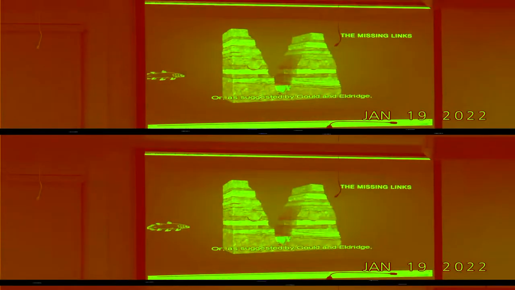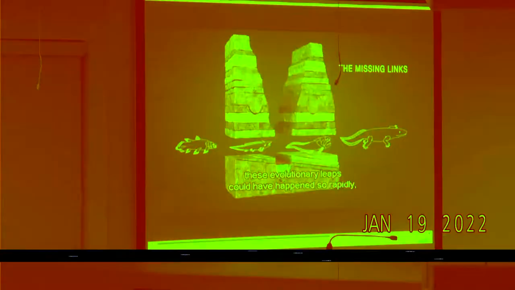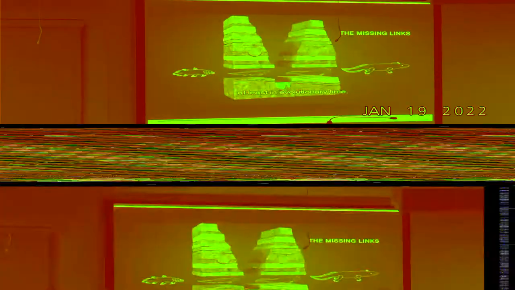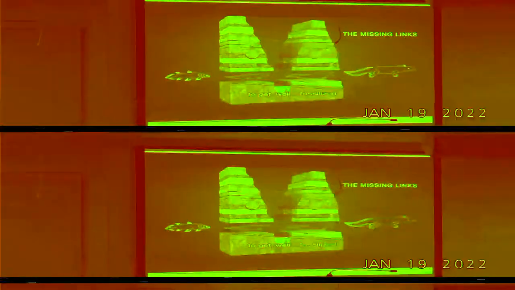So presumably, that's where all the transitional forms have gone, missing in those gaps of time. Or, as suggested by Gould and Eldredge, these evolutionary leaps could have happened so rapidly, at least in evolutionary time, that there wasn't a chance for any transitional fossils to get, well, fossilized. Either way, it sounds to me like no record, no evidence, not much proof of transitional forms.